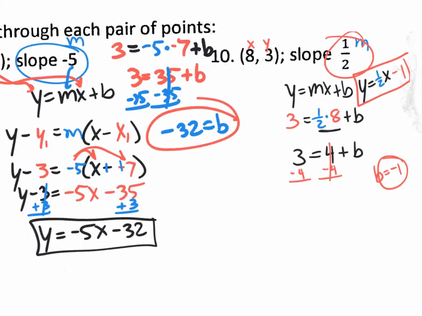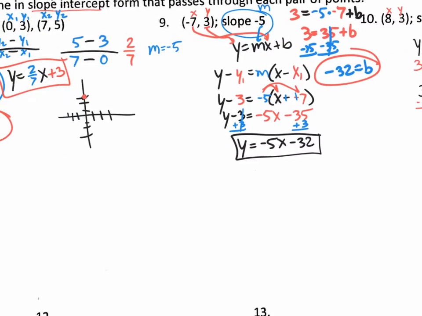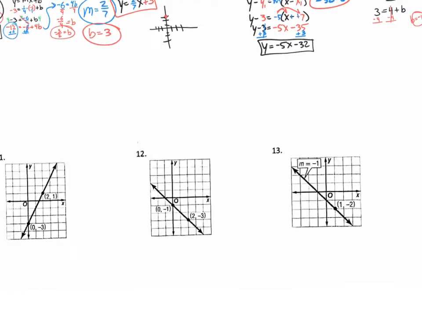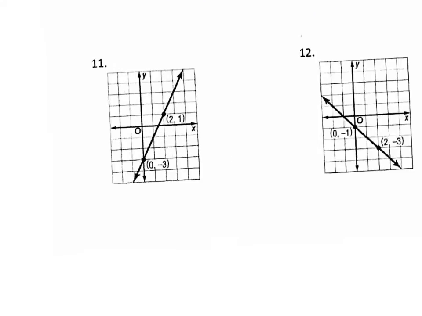So this is the biggest part of the test, guys. If you want to use point slope, go for it. If you just want to stick with y equals mx plus b, go for it. And of course, we have these easy ones. These are like free points. Check it out. Number 11.